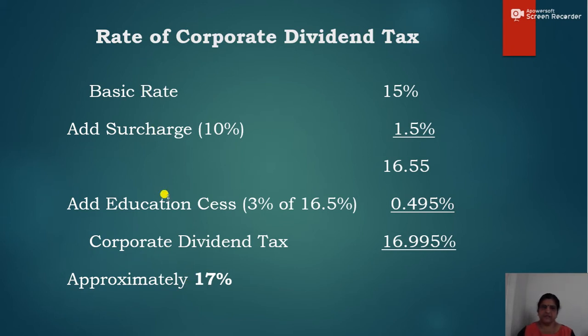So this is the way by which the corporate dividend tax of 17% is arrived at. Once again, you need not bother about all these calculations. You must understand only one thing, that corporate dividend tax comes to 17%. However, the basic rate is 15%, then surcharge 10% is added, then it comes to 16.5. Then when 3% education cess is added to this, that is 0.495, the total corporate dividend tax is 16.995, rounded to 17%.